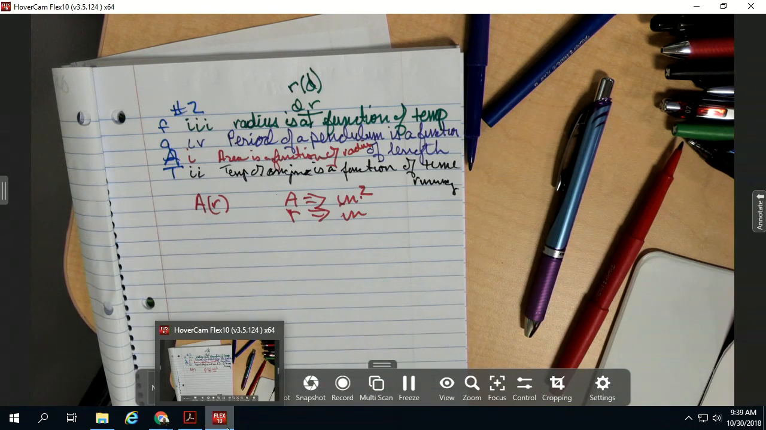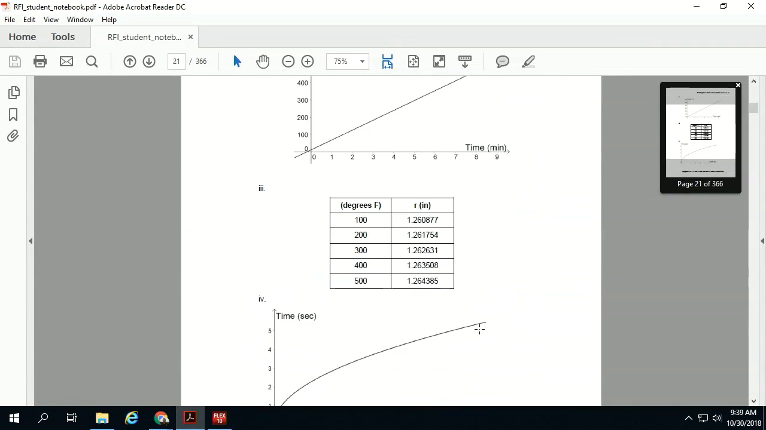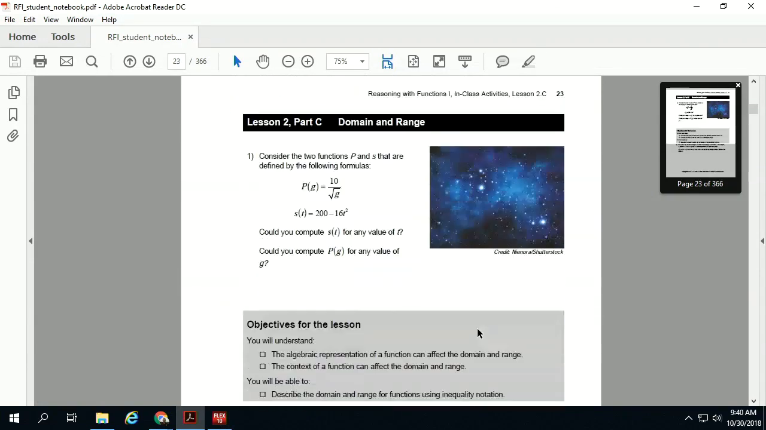Okay, part C. Domain and range. As I said before, domain are the choices for x. Range are the choices for y. Consider the two functions p and s defined by the following formulas.